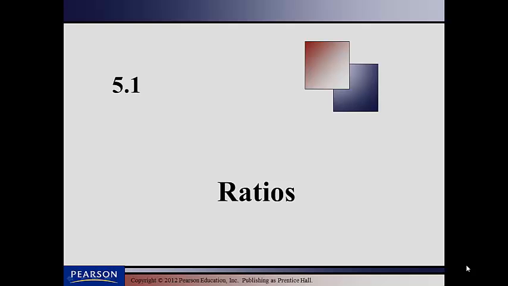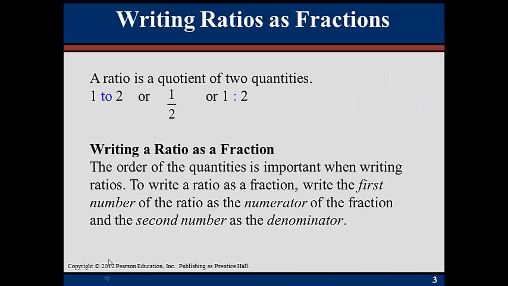We are in chapter 5.1 and we're going to be working with ratios. So a ratio is a quotient of two quantities. It can be represented in three ways. The first one is said as 1 to 2, or we can say 1/2, or we can say 1 to 2, but this time instead of writing the word 2, we're actually using the colon.